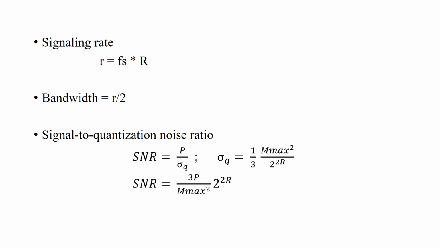So we can now go through the representation, some of the equations. Signaling rate R is equal to the product of Fs and R, where Fs is the sampling rate and R is the number of bits per sample. And we can represent the bandwidth in terms of sampling rate, that is bandwidth is R by 2, that is sampling rate divided by 2. Now the signal to quantization noise ratio SNR is equal to P by sigma Q, where P is the signal power and sigma Q is the variance of quantization error, and it is given as 1 by 3 times M maximum square by 2 raised to 2R, where M maximum is the dynamic range of the quantizer. So finally we get SNR is equal to 3P by M maximum square into 2 raised to 2R.